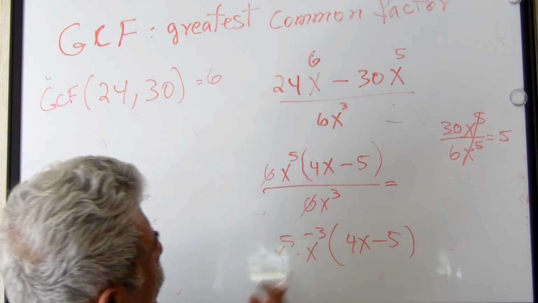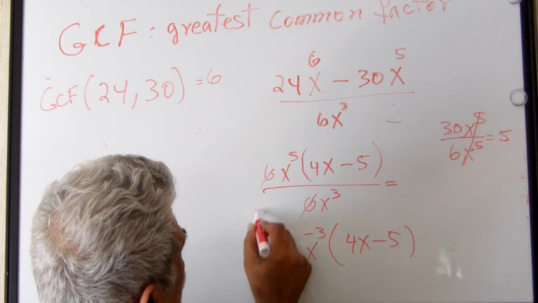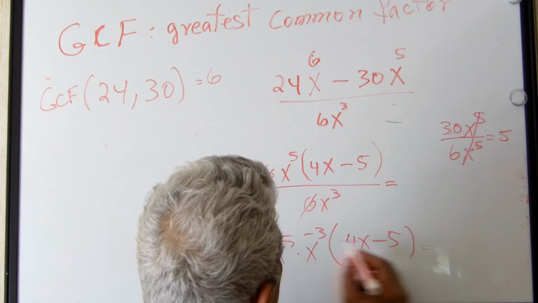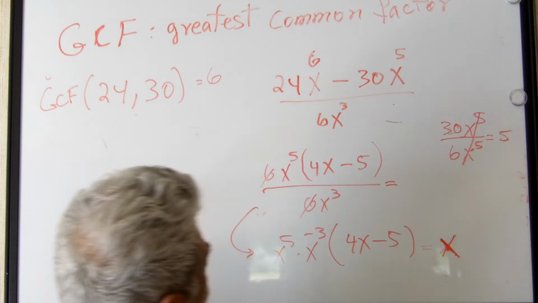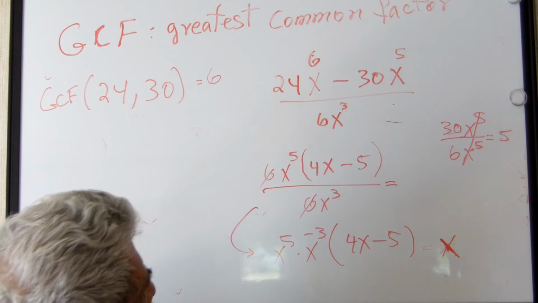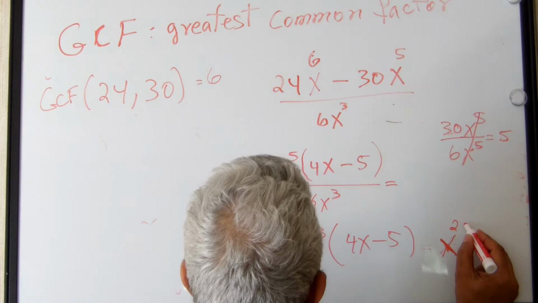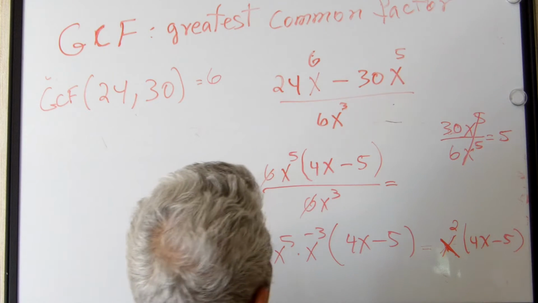So here we can write this one like this. This one is equal to this. So what's going to happen is going to be x. We write x here, and add these two together. It's going to be 2, 4x minus 5.